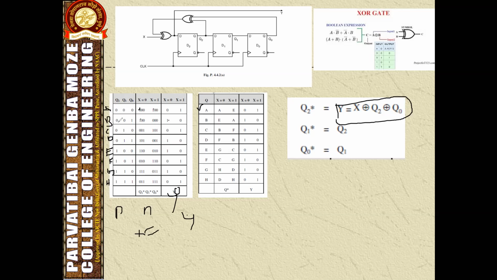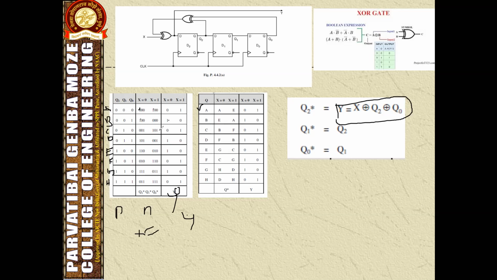So B is nothing but 0 0 1. Here a 1 0 0 combination will be there, and 1 0 0 is nothing but E here. Similarly, 0 0 0 is nothing but A, because A has 0 0 0. C is nothing but 0 1 0. B is nothing but 0 0 1. So where is the 0 0 1? That is B. So we have written B here.